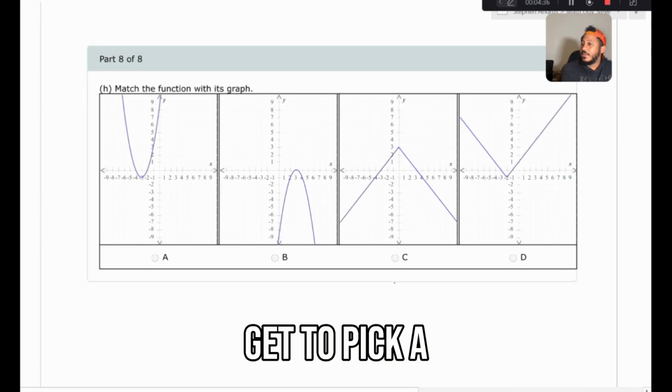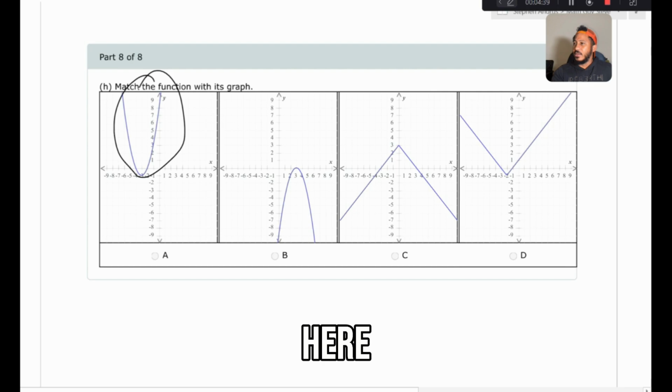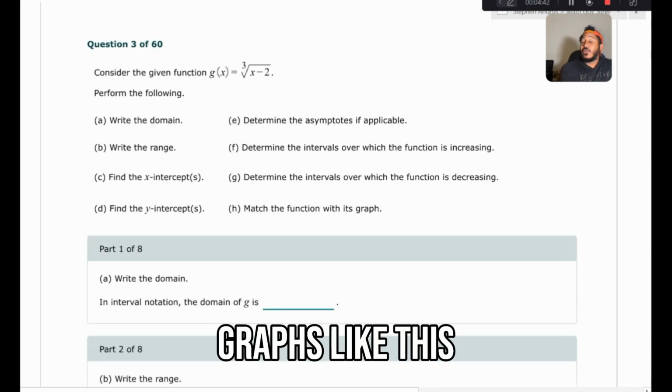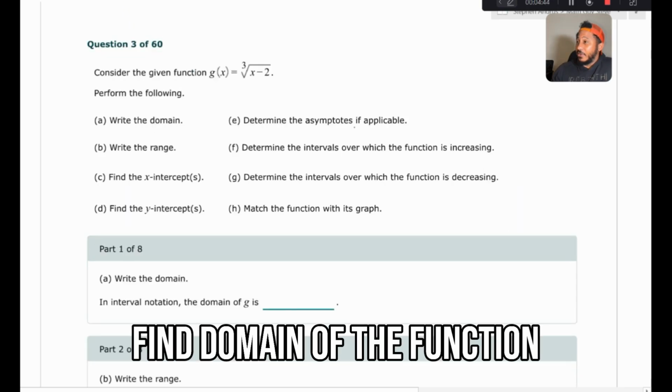Okay. And then lastly, we get to pick a graph, and of course, this is the one here, right? Then we get to graphs like this. So doing the same thing, find the domain of the function, right?